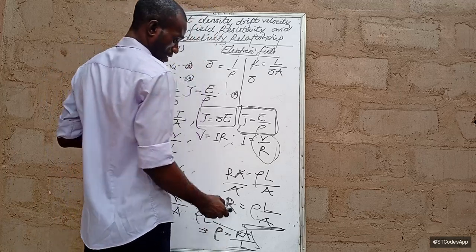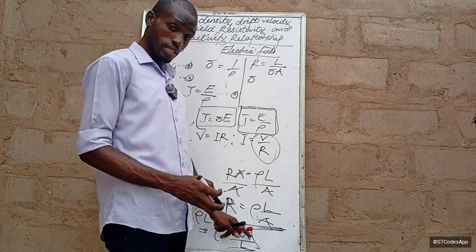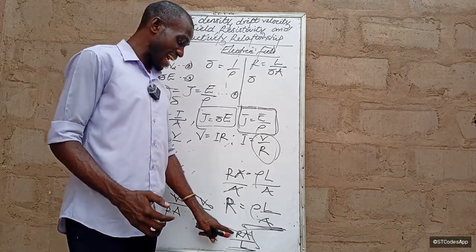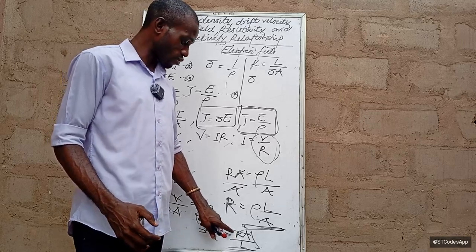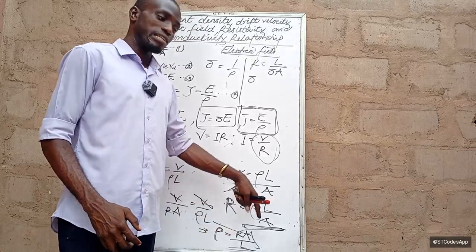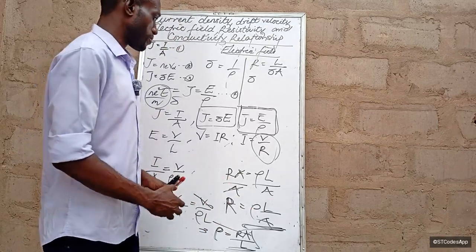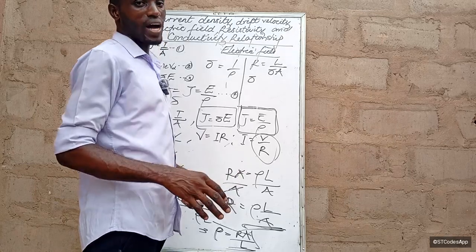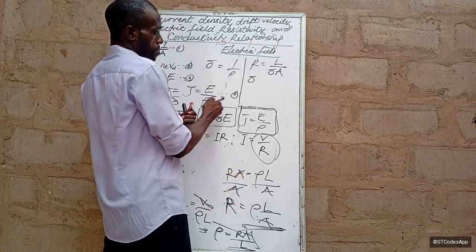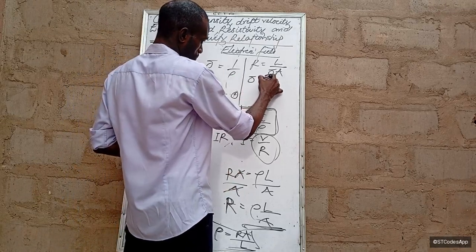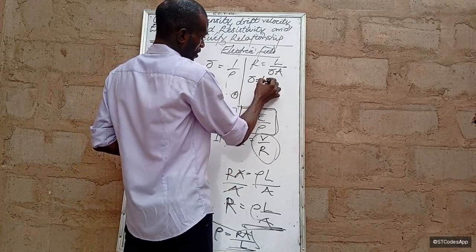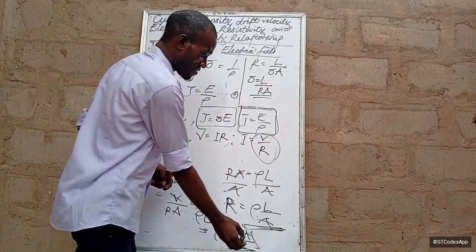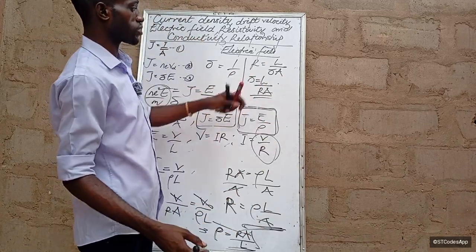Okay? Meaning that the higher the area times the resistance, the cross section times the resistance of the wire, the higher the resistivity. Okay? And the longer the wire, the lower the resistivity. But here we have sigma equal to L over RA. You see, this proves that they are inverse of each other.